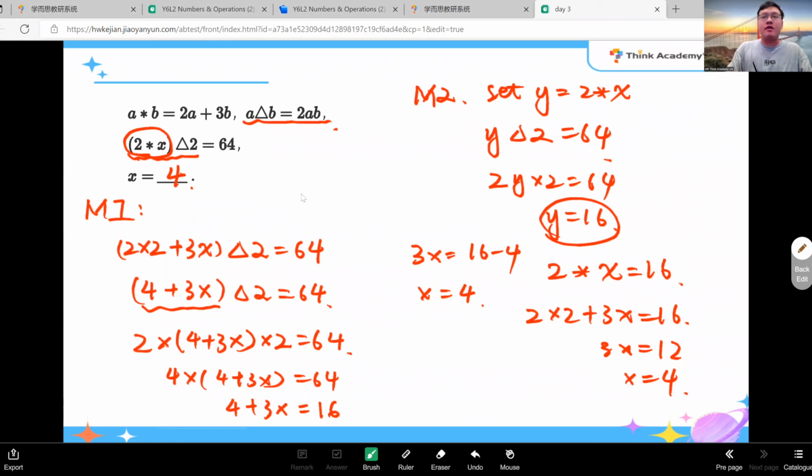Because in some of the questions like this, 2 star x triangle x like that, and star, let's say 3 equals to something, let's say 81. If you're going to solve that one, you got so many brackets, right?